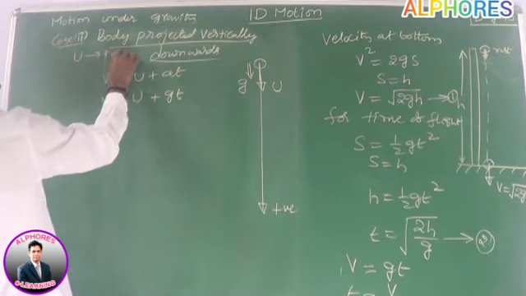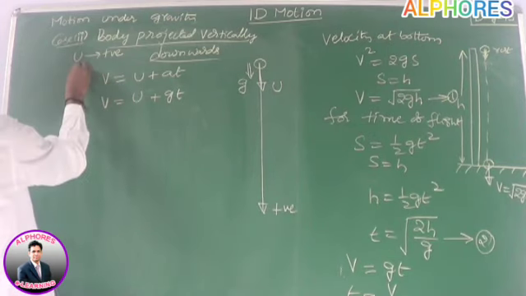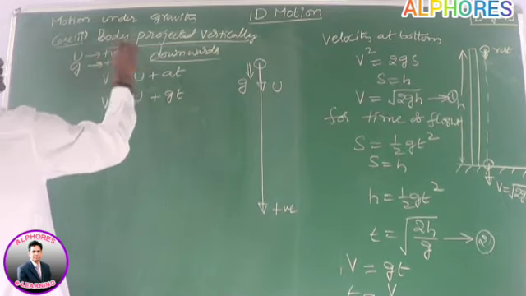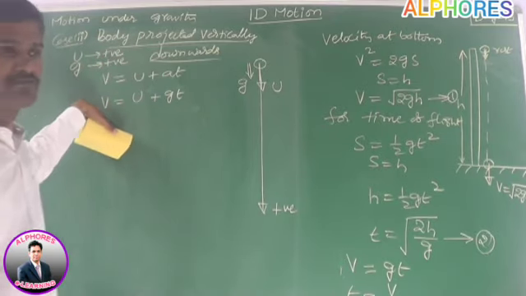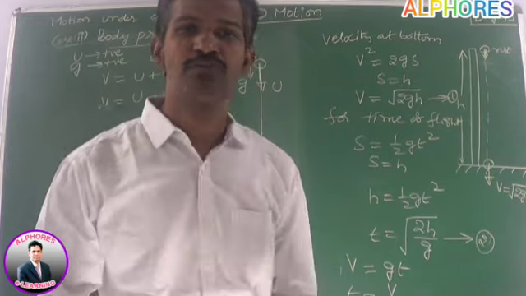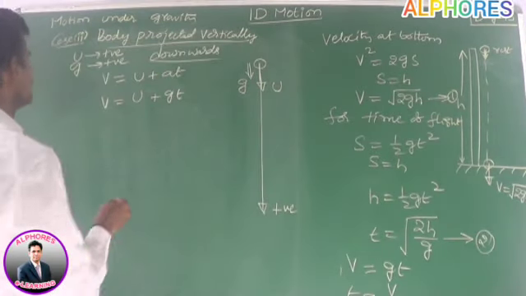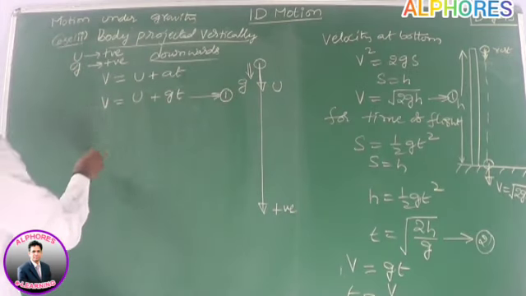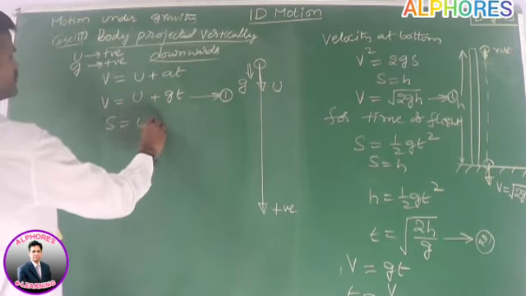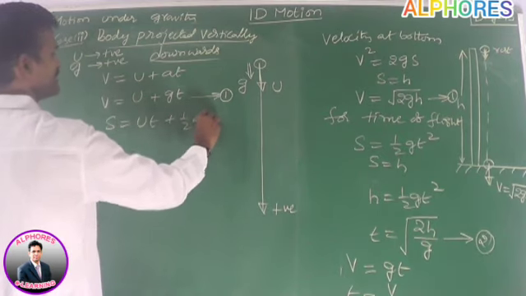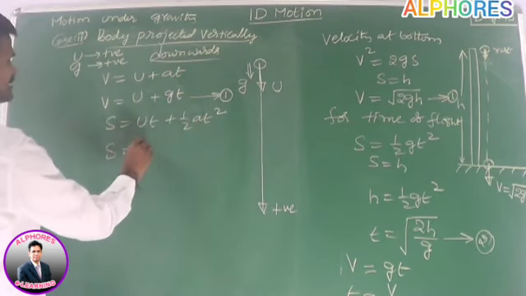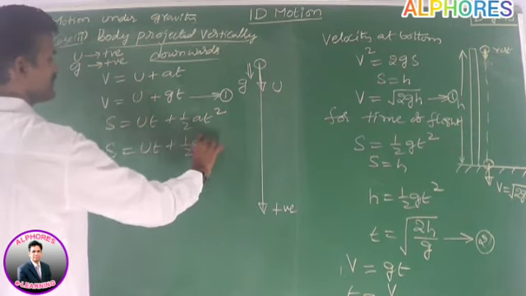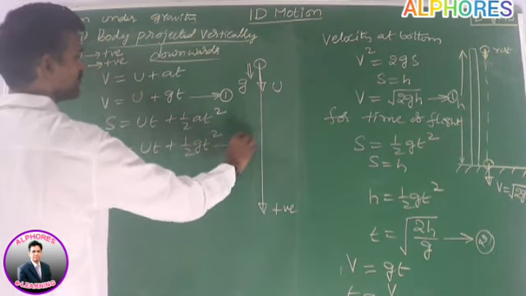where u is positive, just for substitution, and this acceleration g is also positive. So you have to write v equal to u plus at as v equal to u plus gt. This is our first equation for a vertically projected body. Second equation, s is equal to ut plus half at square. It changes to s is equal to ut plus half gt square.